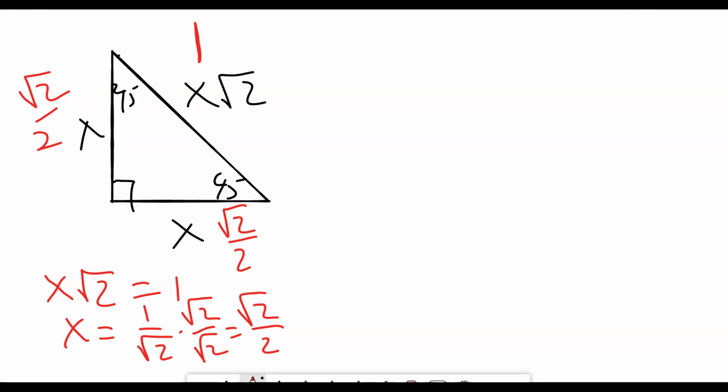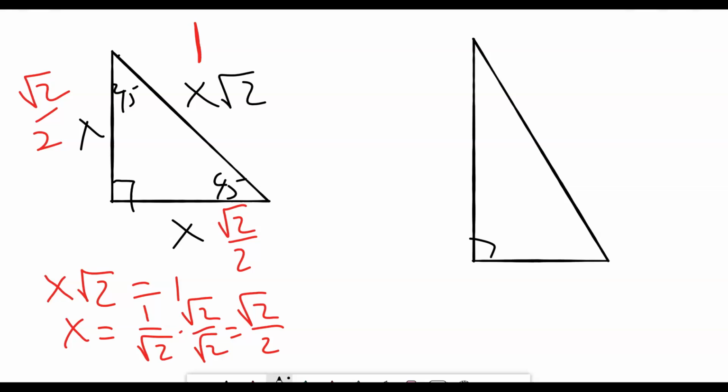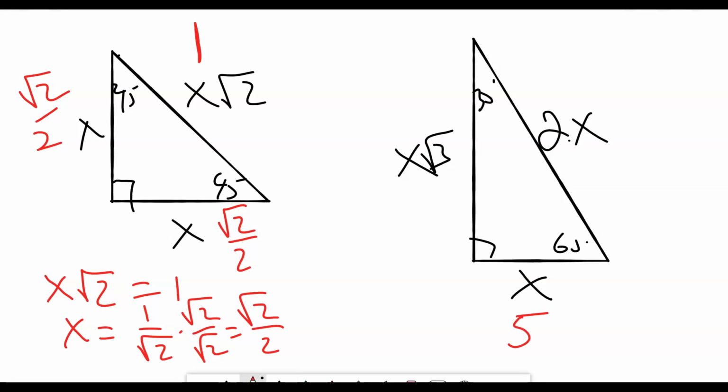I'll put them back on the other notes page in a minute. All right, so then the other one is the 30-60-90. So this would be 60 degrees. This is 30 degrees. What you learned is if I knew the short leg, the hypotenuse was 2 times that, and the long leg was x times the square root of 3. So if I would have known this was, say, 5, then this one would be 10, and this would be 5 times the square root of 3.